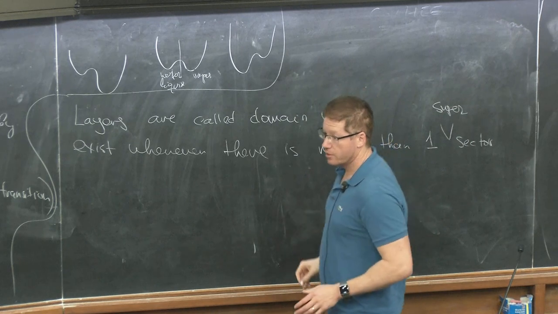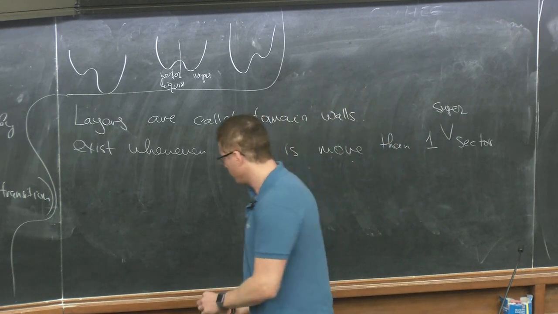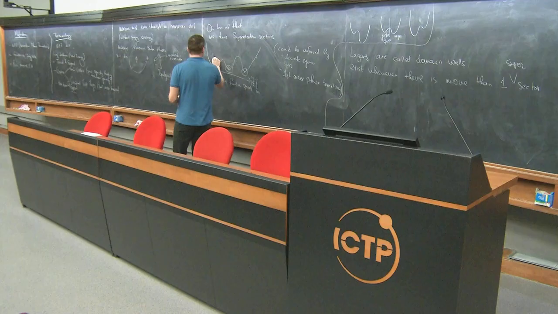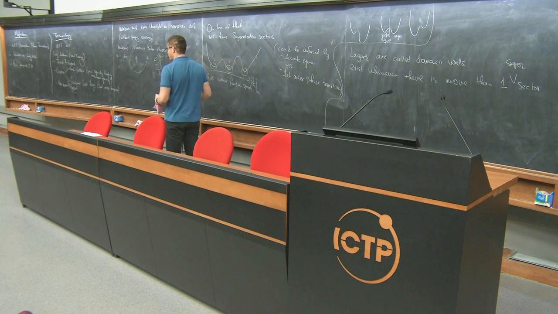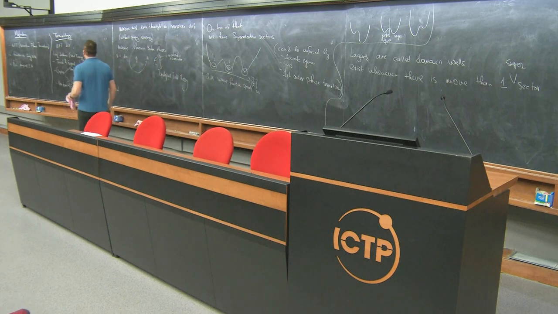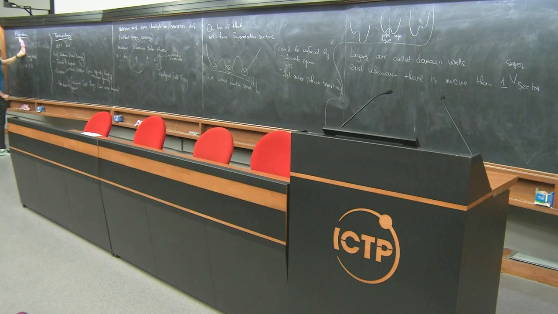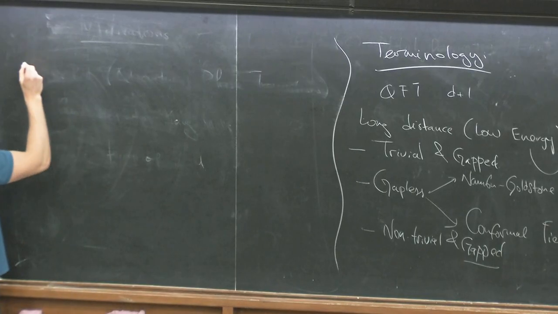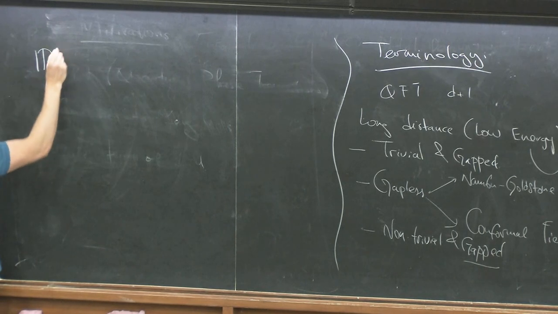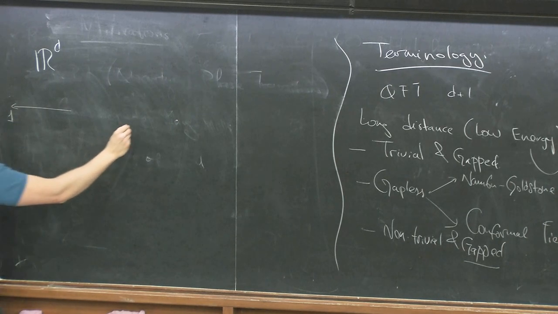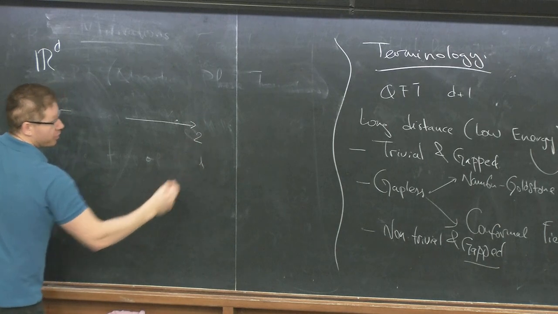So whenever there is more than one vacuum, you can always construct these layers. The way you do it is, let's call this vacuum number one, and let's call this vacuum number two. What you do is you take this space, and you decide that in one direction of space you have vacuum number one, and in another direction of space you have vacuum number two.